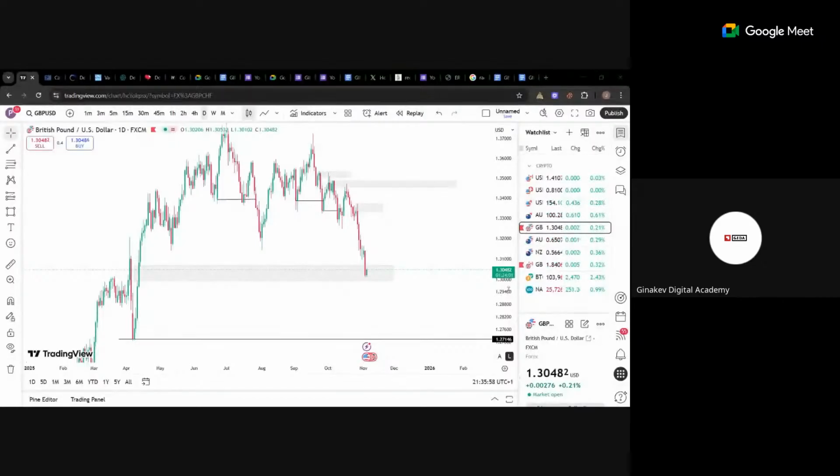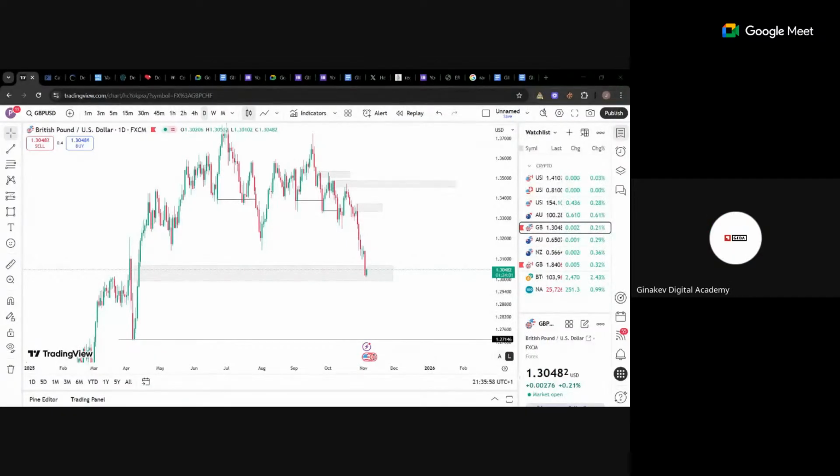Okay, questions. Can we say that after every break of structure, resistance levels change to support levels? After every break of structure, can we say a resistance level turns to a support level? No, it doesn't happen like that. It doesn't work like that.